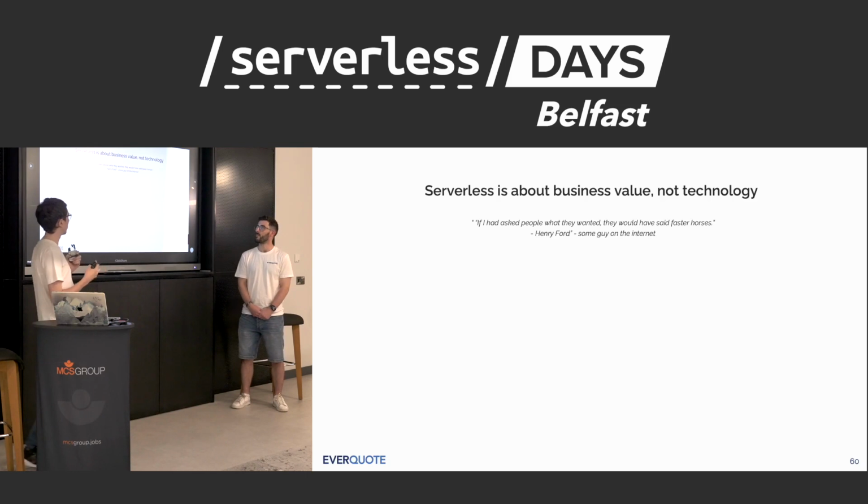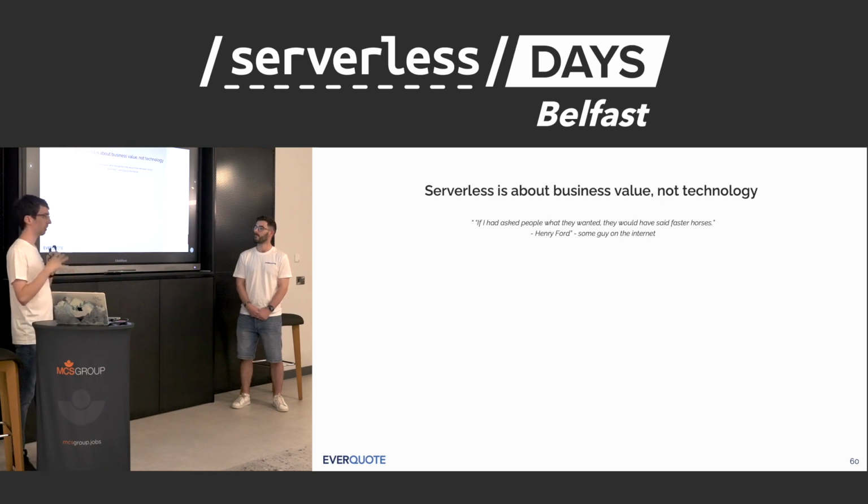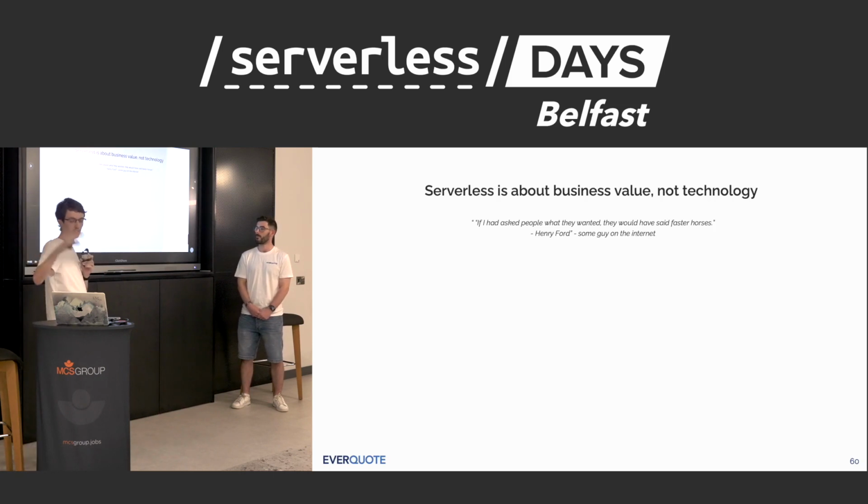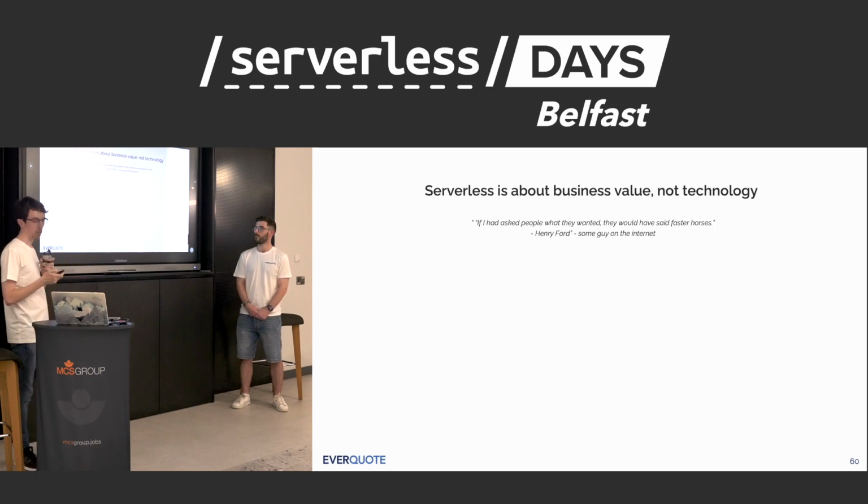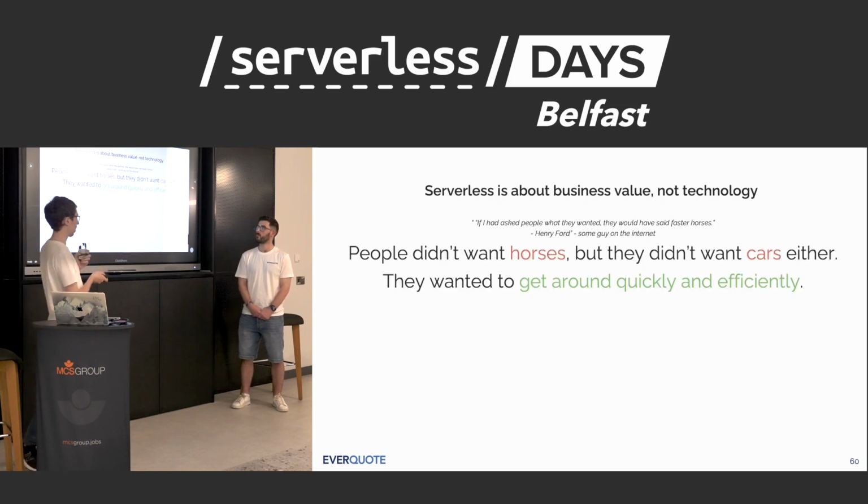He said, if I asked people what they wanted, they would have said faster horses. I've used it before, but it's very often used in the context of innovation. People ask for faster horses, but really there was an underlying problem, and here's this crazy solution. But I think there's another message about it, because people didn't want horses, but they don't want cars either. What they do want is to get around quickly and efficiently. And that's the mindset that you need to have whenever you're building serverless applications.